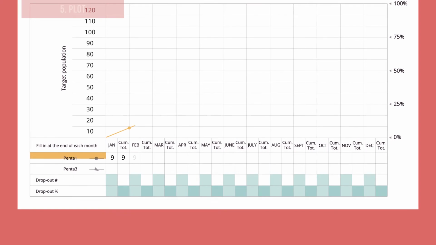Let us do an example together. Imagine you're monitoring pentavalent 1 coverage. First, we write down the number of doses administered during the current month. Let us say there were 12 doses administered this month. We write that here. Next, we add the doses administered this month with the number of doses given up to this date. That means we add 12 to the number of previous doses, which is 18. So, our cumulative number of doses is 30.